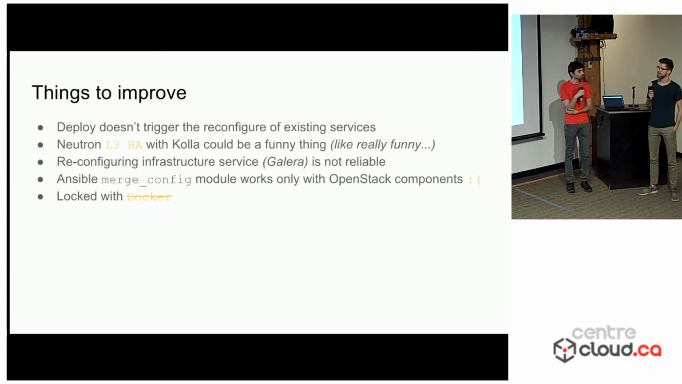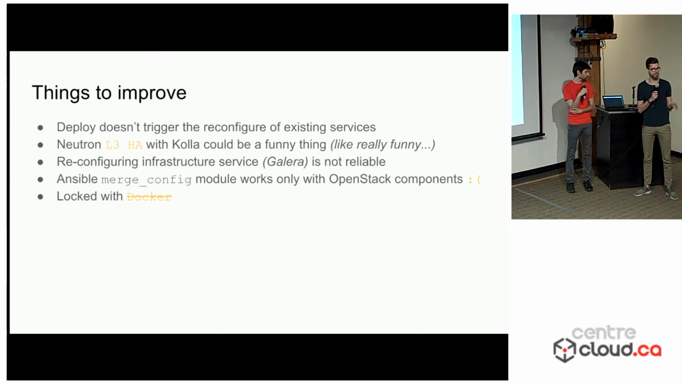So yes. Another thing to improve is the merge config Ansible module. This module has been developed by the Kolla team, and it's a very nice module because this is the one that will be used, for example, when Farid wants to change something in AODH or in Nova. So you have your fragment file, and this fragment file will be merged with the default config generated by the templates. This module works only with the OpenStack components. It means that it doesn't work with, for example, Apache, RabbitMQ, Galera, Memcached, or whatever. So you cannot use the fragment file to reconfigure the infrastructure services of OpenStack.